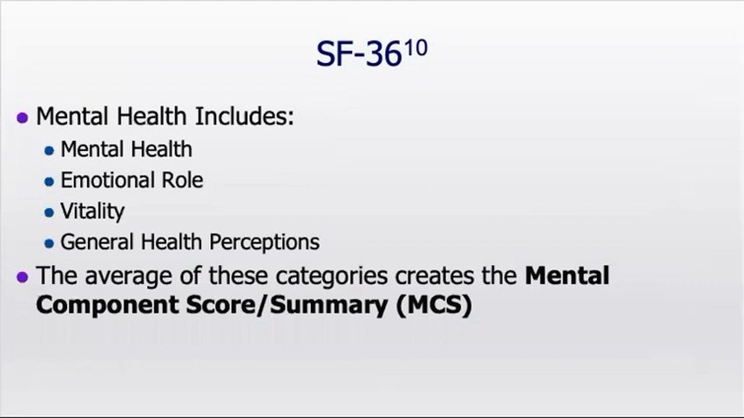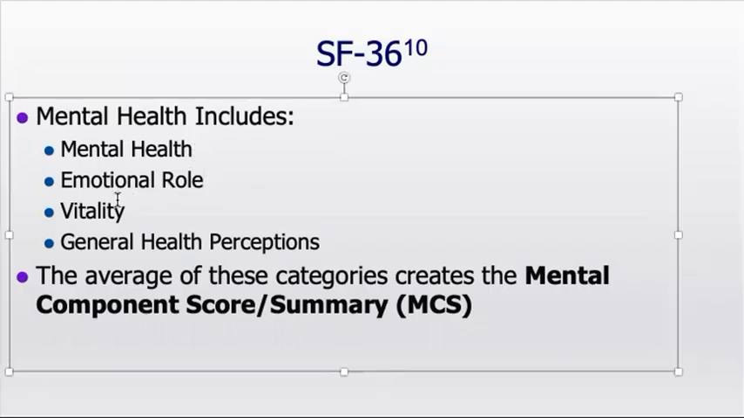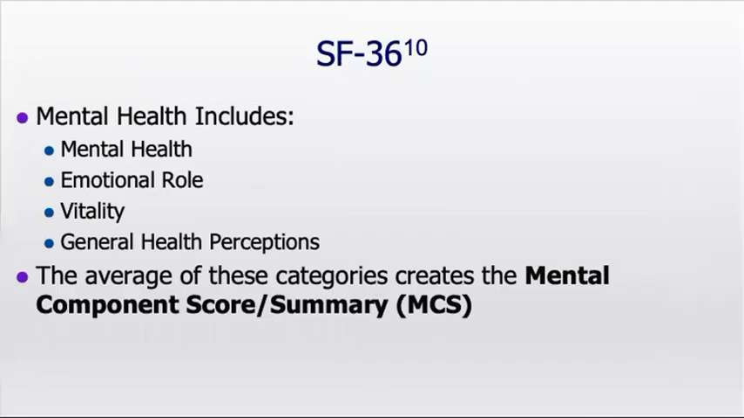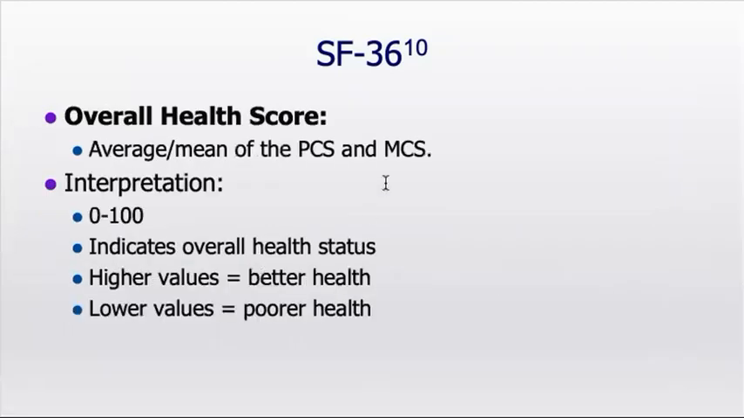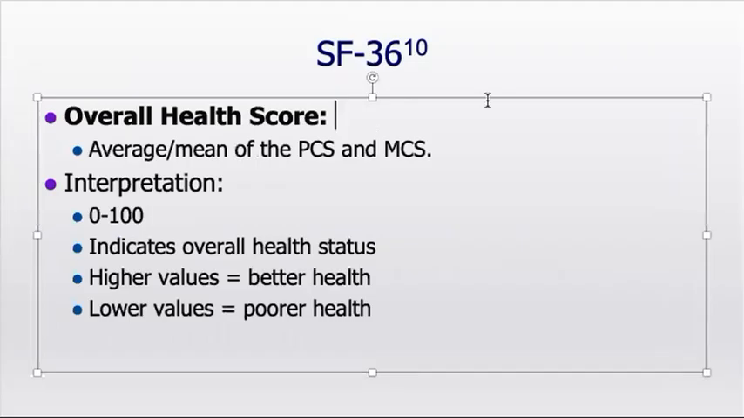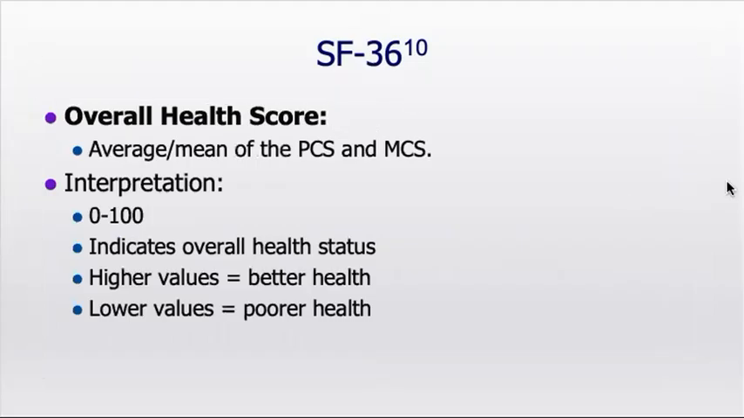the individual. So the mental health score can be broken down into mental health, emotional role, vitality, and general health perceptions. And these are the 4 subcategories of the mental health component score. So we look at the average of those 4 and we get that mental health component score. The overall health score is going to be our average of the physical component score and the mental component score.